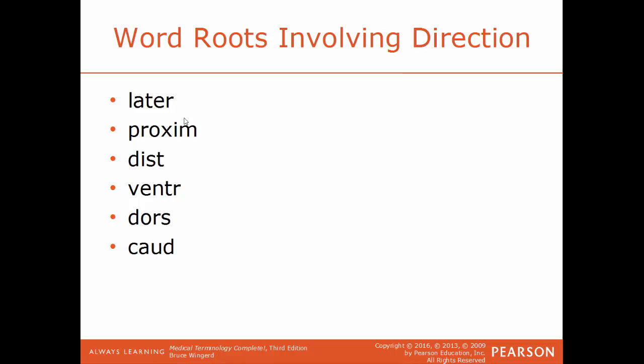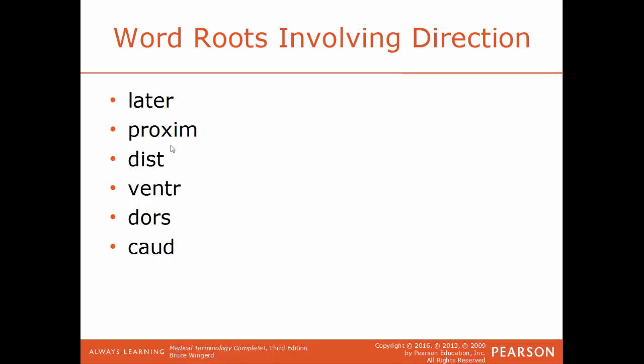Later or lateral would mean toward the side. Proxim or proximal would mean close by. The opposite of that, dist or distal, would mean further away. And these two terms are usually in reference to the chest or to the trunk, or the point of attachment. So, for example, your elbow is closer to your chest than your fingers are. So your elbow would be proximal to the chest. Your fingers would be distal to the chest.